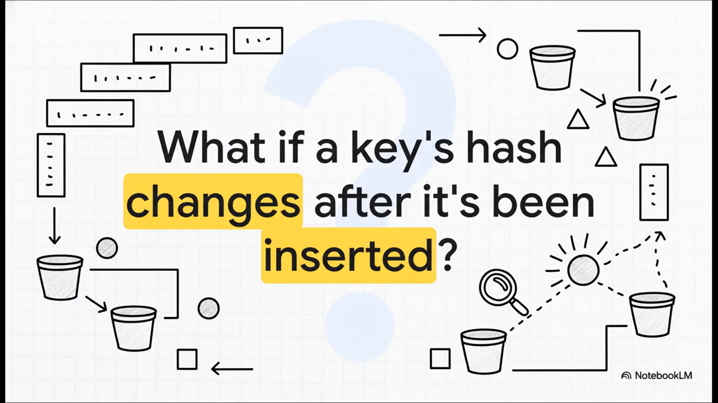So I'm going to leave you with this one last thought. It's a classic interview question, and it really gets to the core of this whole thing. Imagine you put an object into your hash map. It gets hashed, it's put in its bucket. But then you go and change the object, and that change alters its hash value. The question is, what happens now? Is that object lost forever? Can you ever find it again? Something to chew on.